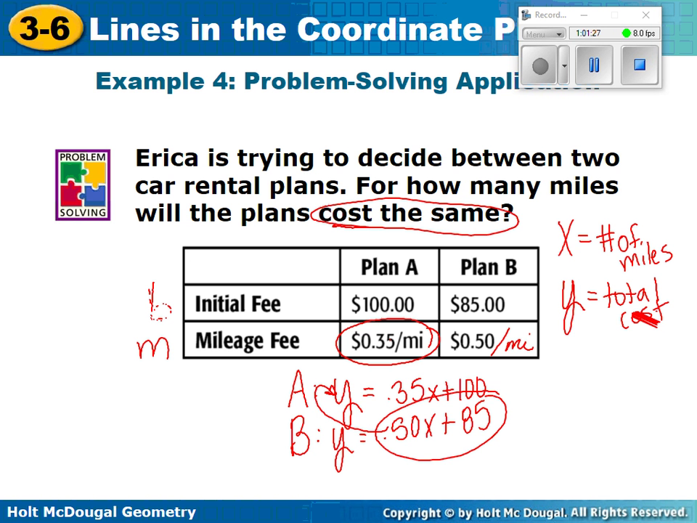So I have 100 equals, what's 0.5 minus 0.35? 0.15, or 0.15x. And then I'm going to subtract 85. So what is 100 minus 85? 15 equals 0.15x. So what do we do to solve for x? Divide by 0.15. Okay, so we need to find x. So how would I do that? Lucas?